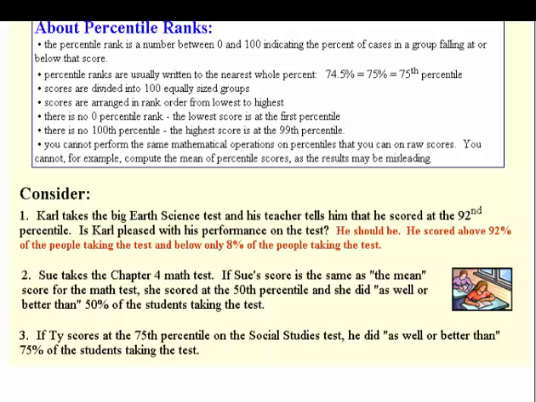Sue takes the Chapter 4 math test. If her score is the same as the mean for the math test, she scored at the 50th percentile and she did as well or better than 50% of the students taking the test. If Ty scores at the 75th percentile on the social studies test, he did as well or better than 75% of the students taking the test.